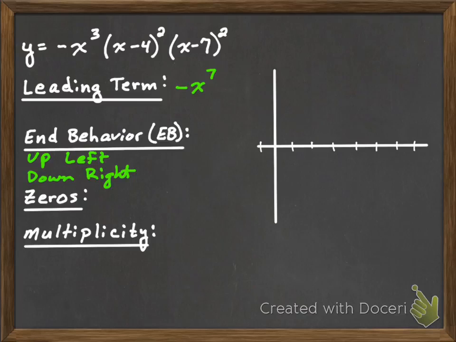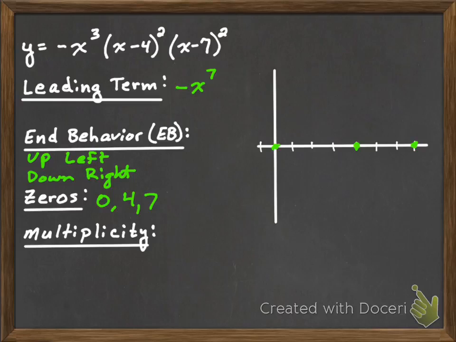Now your zeros, we have this one, that 0 is going to be a 7, this 0 is going to be a 4. We have another term here. The value that makes this 0 is 0. So anytime you have just an x right here, 0 is going to be that 0. So 0, 4, and 7 are the zeros. So we can go ahead and put our points on there.